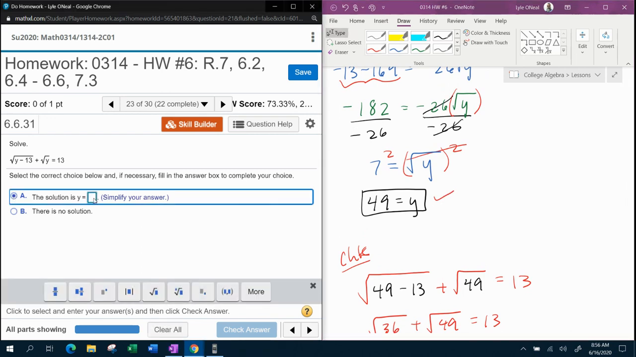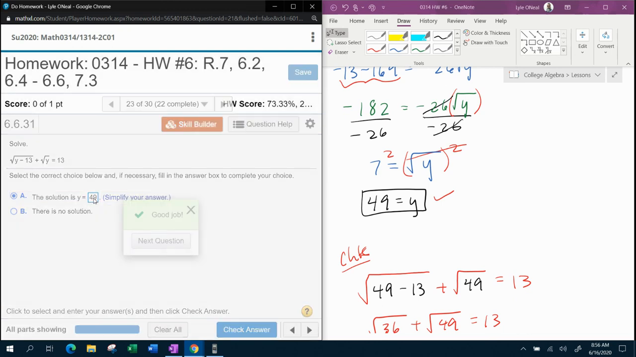And if we check that in MyLab Math, bam, we are done.